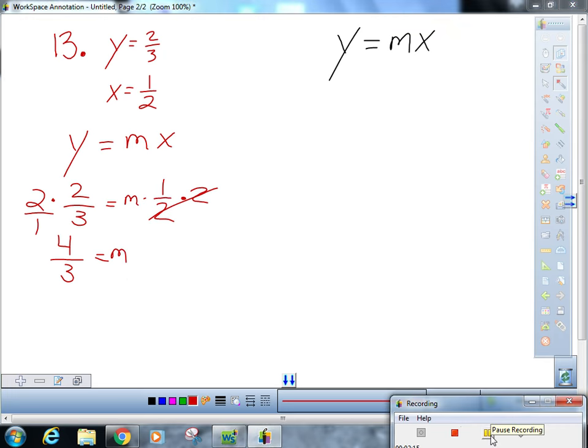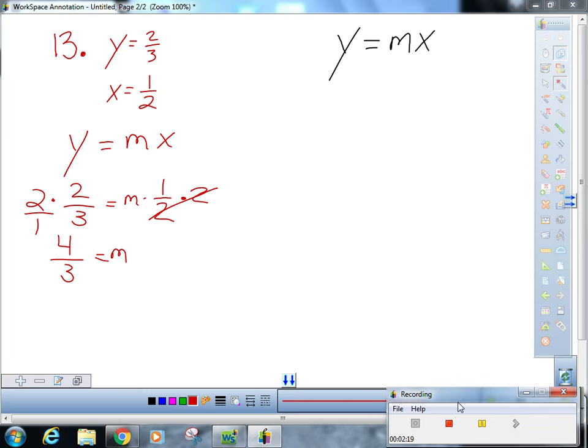Okay, so now we know what m is, so that's the first answer to the question. The constant of variation is 4/3. The second thing it asks you to do is find the value of y when x equals negative 0.3. Okay, so our equation is y equals 4/3 x. That's what we just learned. So to find the value of y when x equals negative 0.3, we just put it in for x.